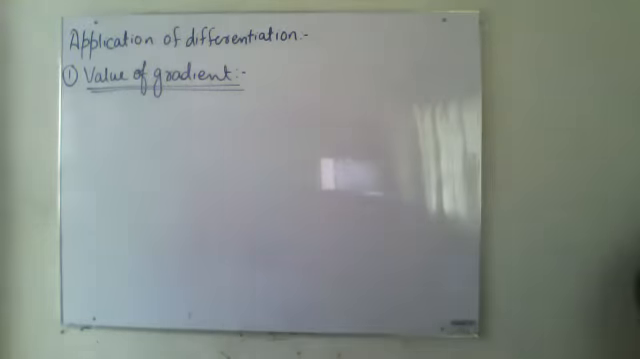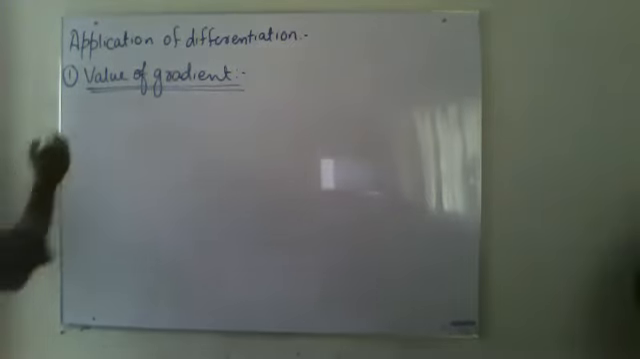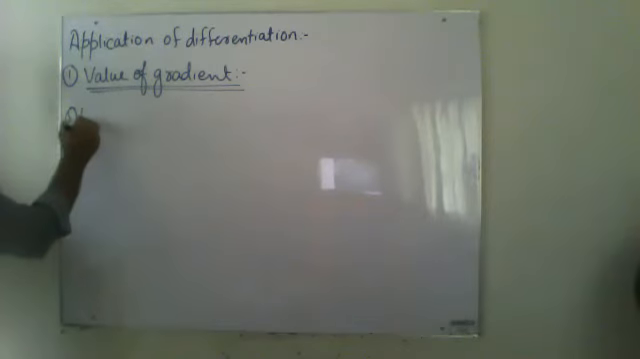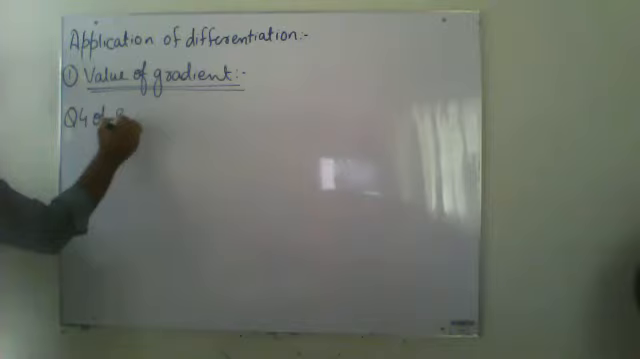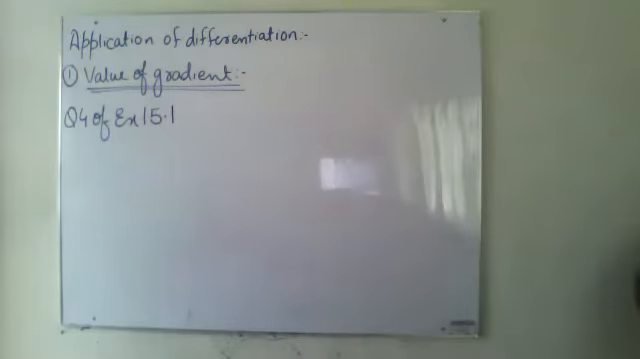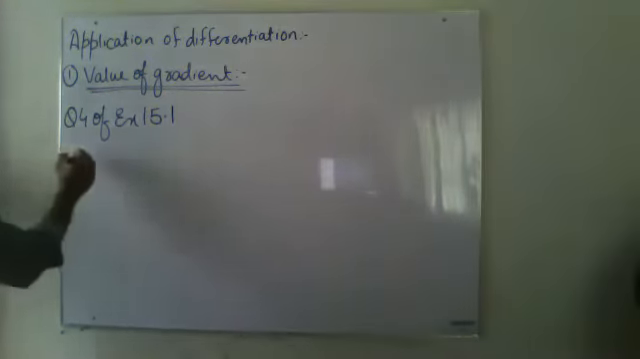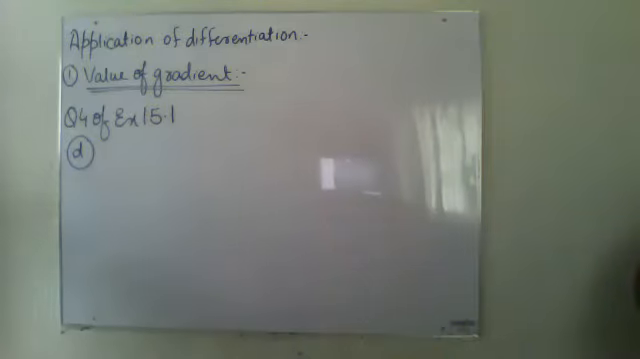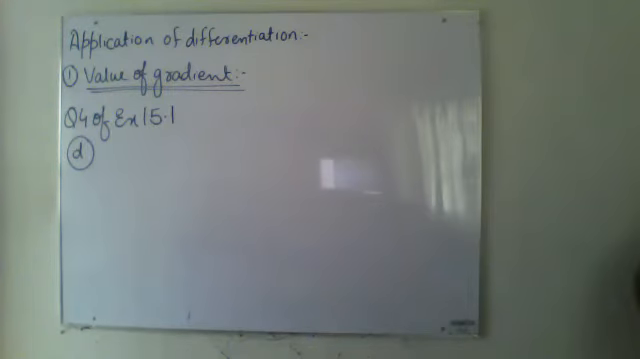Okay. The question which I am going to do is question number 4 of exercise 15.1. And in this question, I'm doing part B. The question says, first I'm reading the question so you can understand: Calculate the gradient of the tangent to the curve at a given point. Okay, this is the question.